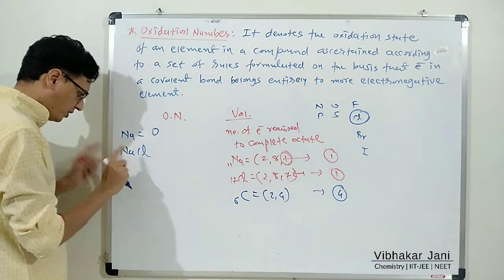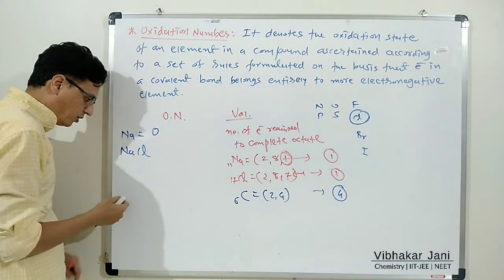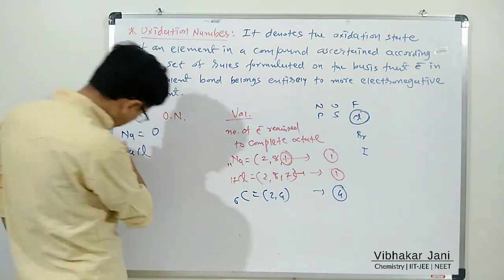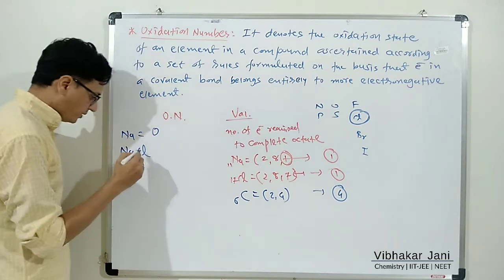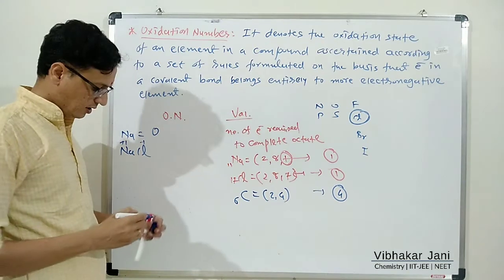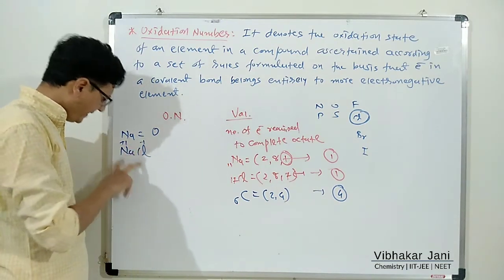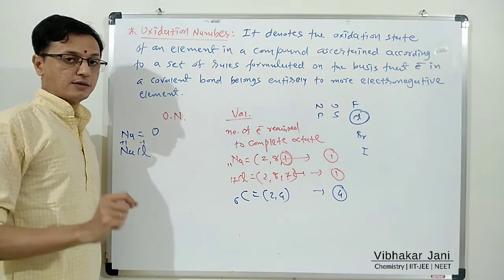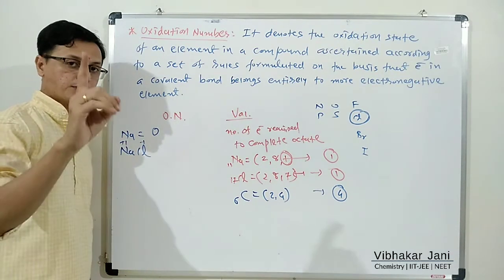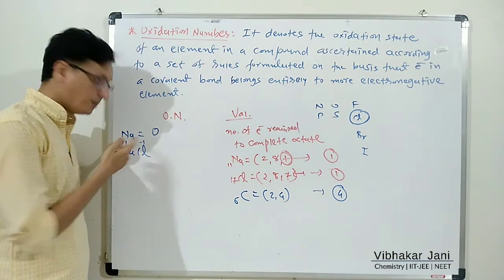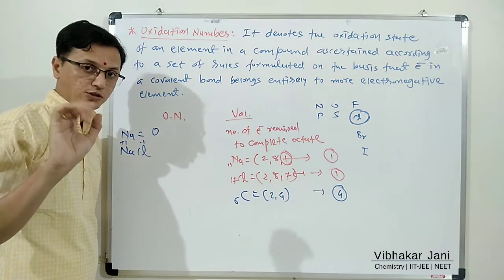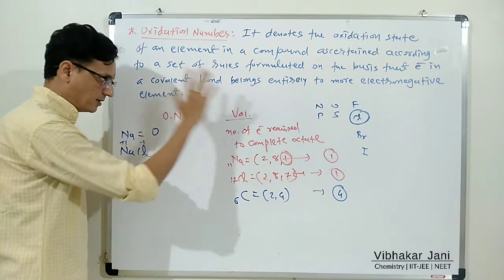So here, suppose sodium and chlorine are having a covalent bond, and as we know chlorine is more electronegative than sodium metal, so it will pull the pair of electrons. That means chlorine will have a negative 1 charge, sodium will have a positive 1 charge. So now in NaCl, if somebody asks what is the oxidation number of sodium, then your answer will be plus 1. But if sodium is alone, then the oxidation number will be 0. So this is the difference between oxidation number and valency.